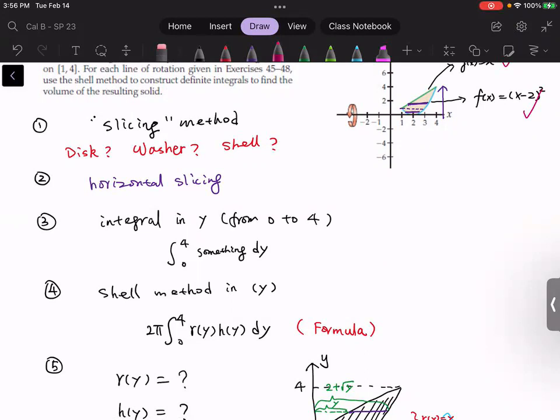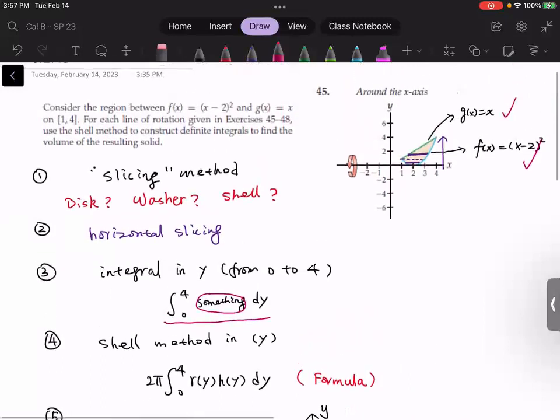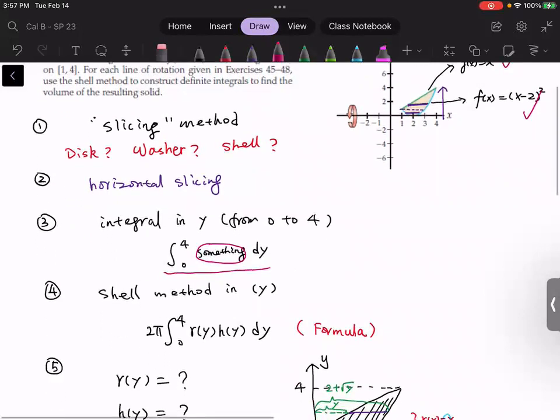Now it looks like we will have an integral something like this. Now we need to fill out the area function for the integrand. Go back to the picture. If we rotate about the x-axis, look at the vertical bar we have there. After we rotate it, do we get a disk, washer, or a shell? In this case, it seems to be a shell. All right. Then we consider the shell method in y.